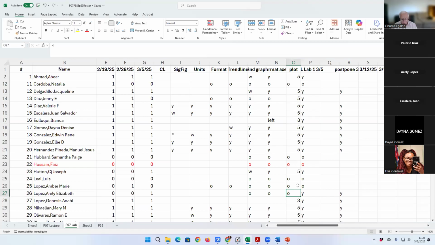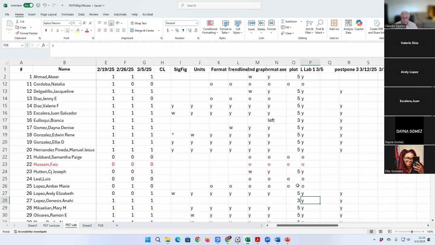Next, did you plot all the 5 equipotentials? Yes, I'm working on the sig figs currently. Okay, so let's go there. Do you need any help with the sig figs? No. Okay, good. Okay, now it's Genesis.